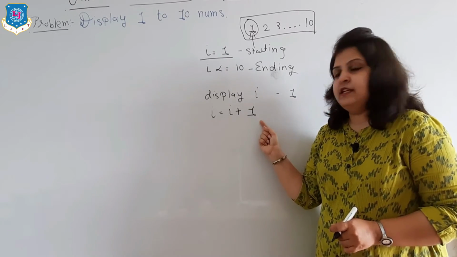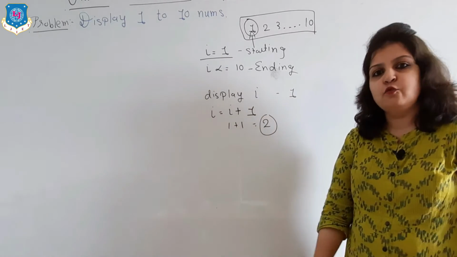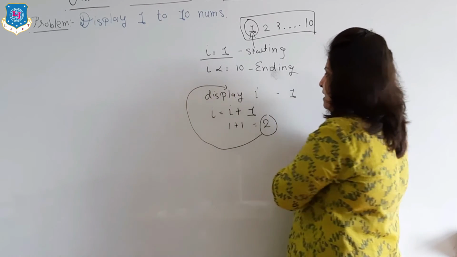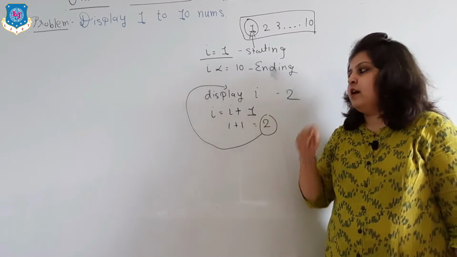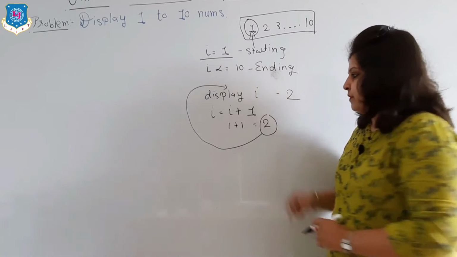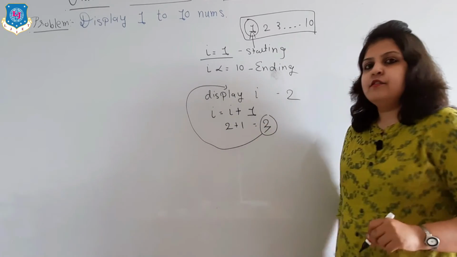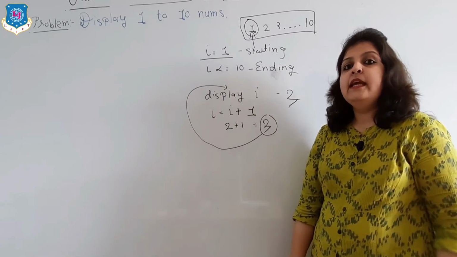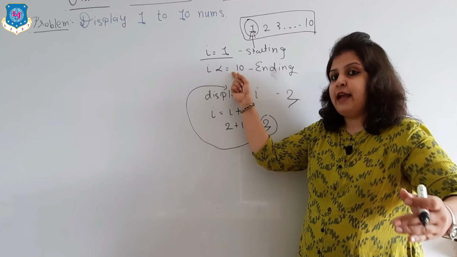Now after executing this statement, 1 plus 1, our new I will be 2, and again we have to display the value of I. Now our updated I is 2. Then again we have to perform I is equal to I plus 1. The previous I is 2, so 2 plus 1 is 3. Again update I, and display I. It is 3. In this way we have to print until 10.